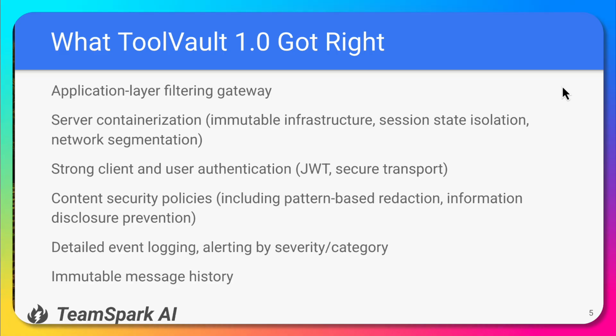Content security policies. This is, I think, the thing that we do better than anybody else. But that includes pattern-based redaction, information disclosure prevention, detailed event logging and alerting by severity and category. And then we have immutable message history, which is an important part of being able to do investigations and understand historically what's been going on and look at attack vectors.